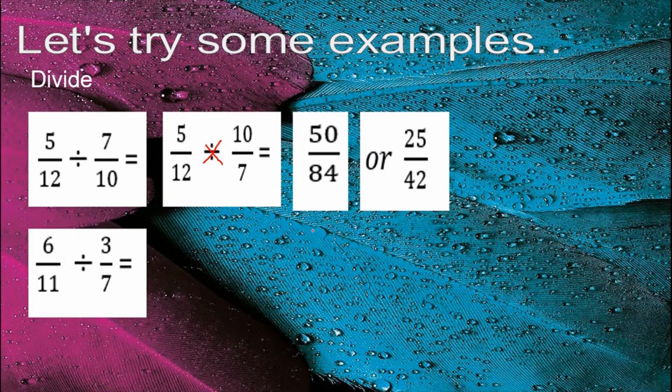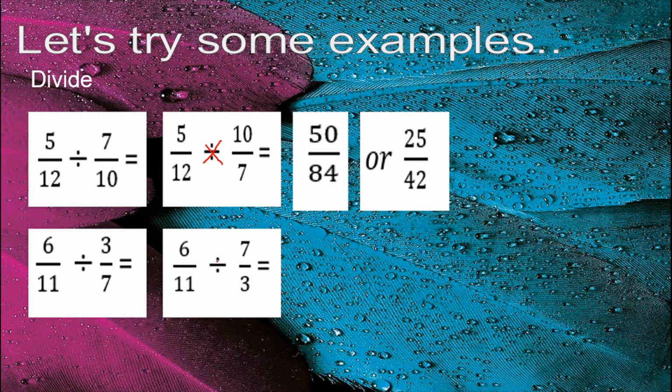Okay. Now, how about this one? 6 over 11 divided by 3 over 7. Okay, always remember that we put this second fraction into reciprocal. So what's the reciprocal of 3 over 7? Very good. The answer is 7 over 3. We just switch the numerator and the denominator. So after we switch the numerator and the denominator, go to the multiplication process.